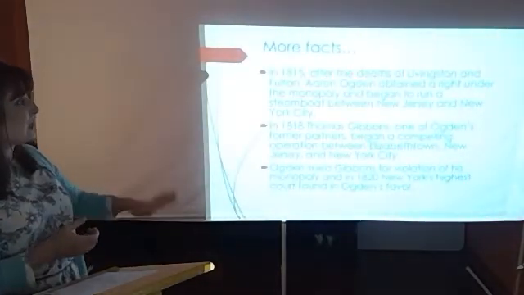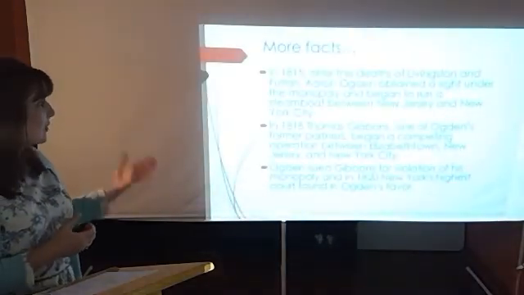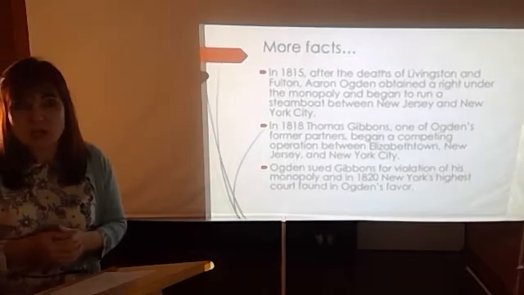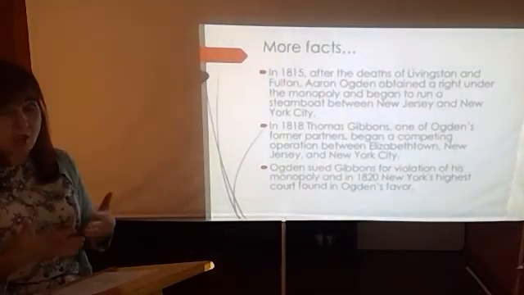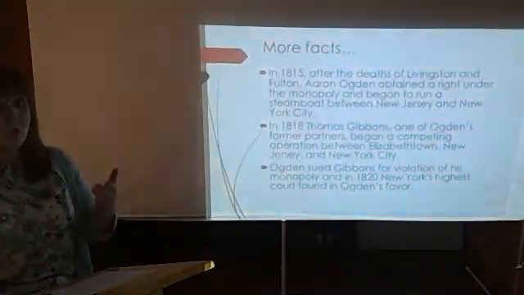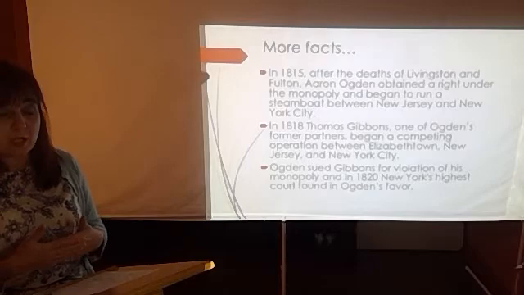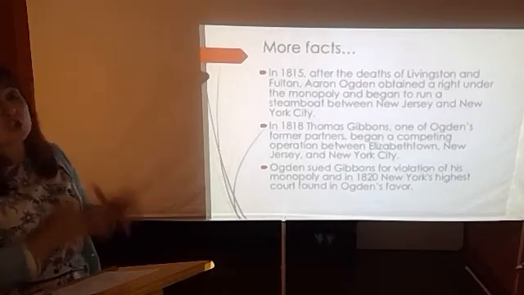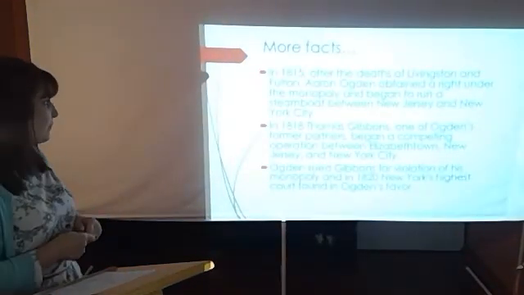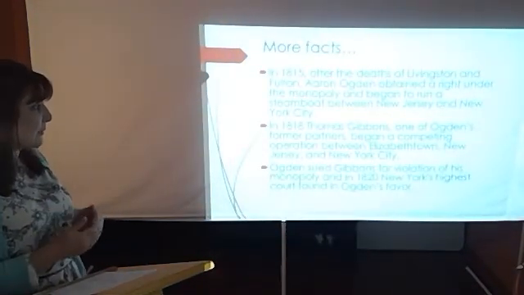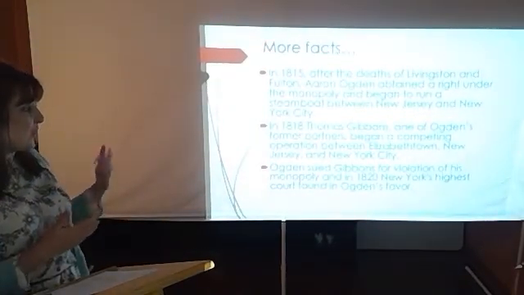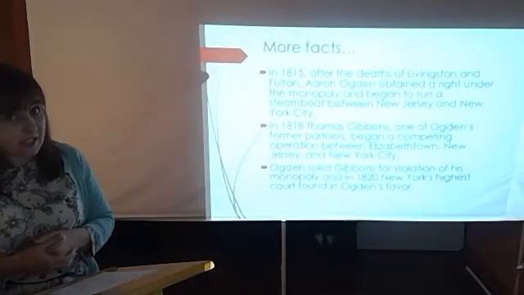Okay, so Livingston passes, and Fulton, who, if you'll remember, is the one who really made steamboats profitable, passes away. Aaron Ogden is the one who gets the right to the monopoly. But he doesn't just stay in New York. He's running a steamboat between New Jersey and New York. So in 1818, Thomas Gibbons, one of Ogden's former partners, begins competing with him between Elizabethtown, New Jersey, and New York City.